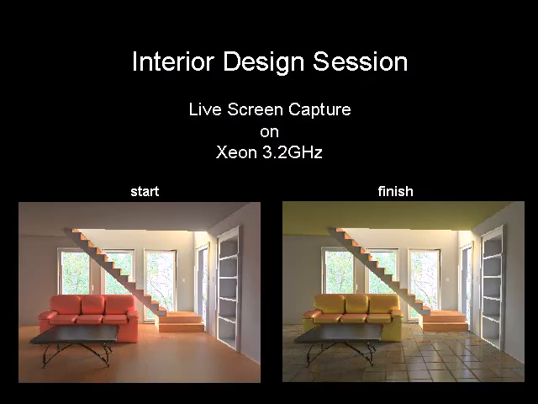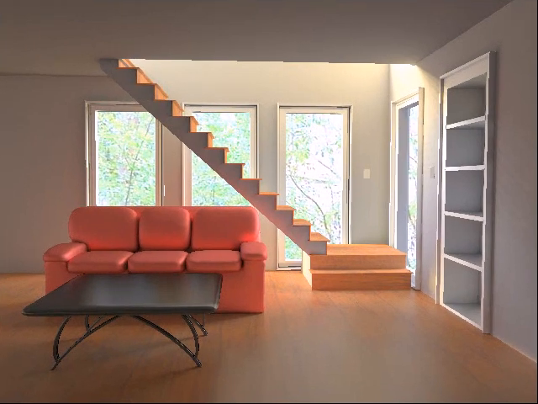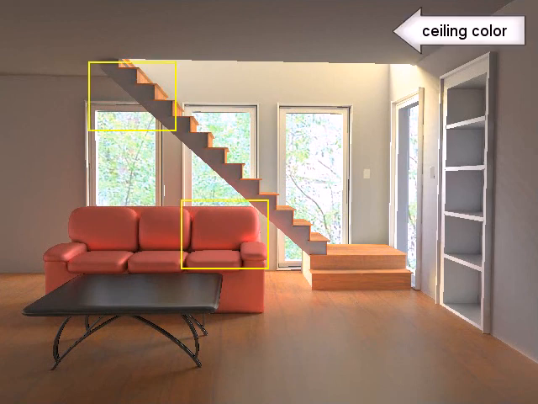We now show an interior design session for a complex indoor setting. The only light source for this scene is the light allowed to enter from the environment map outside through the windows. Even though no artificial lights are present, the ceiling still has a strong influence on the appearance of the room. By editing the color of the ceiling, we can change the mood of the lighting in this room.